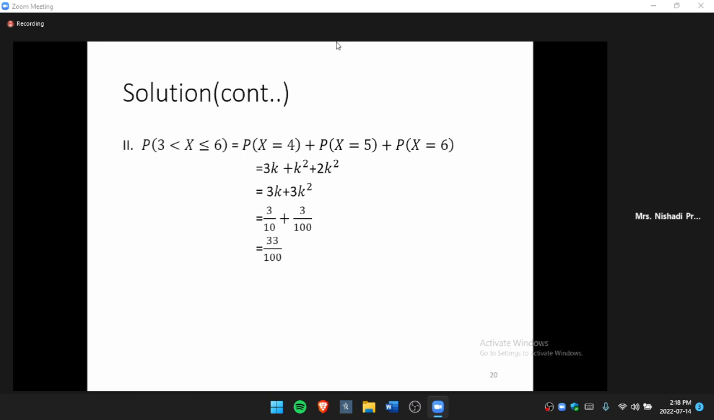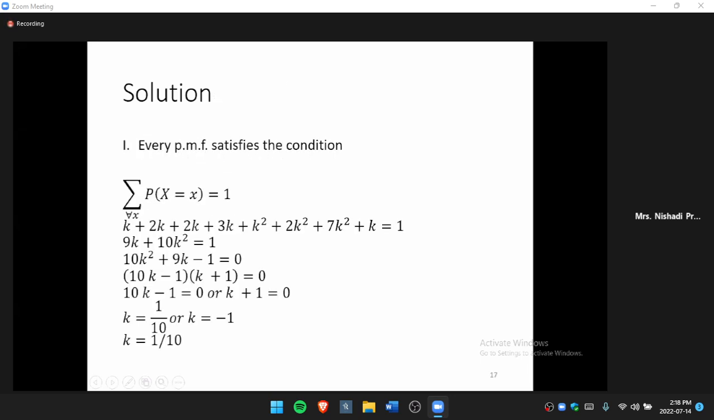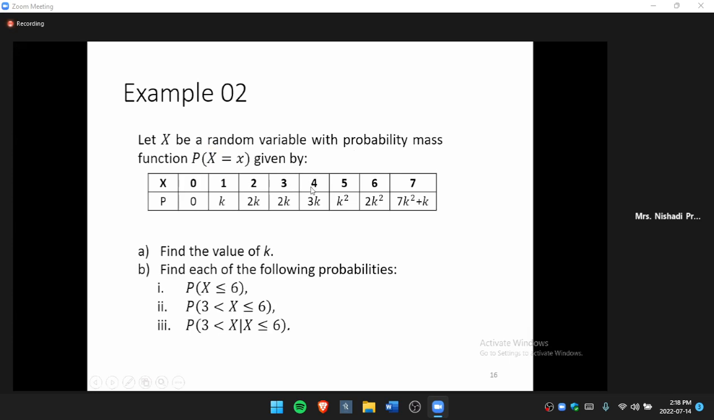If you don't have any questions, please do the second part. Now you know how to find it. I have given you the answer as well. You have to find the probability 3 < x ≤ 6. It should be greater than 3 but less than or equal to 6, which means you have to add the values 4, 5, 6. You have to add their associated probabilities: 3k + k² + 2k². Understand?